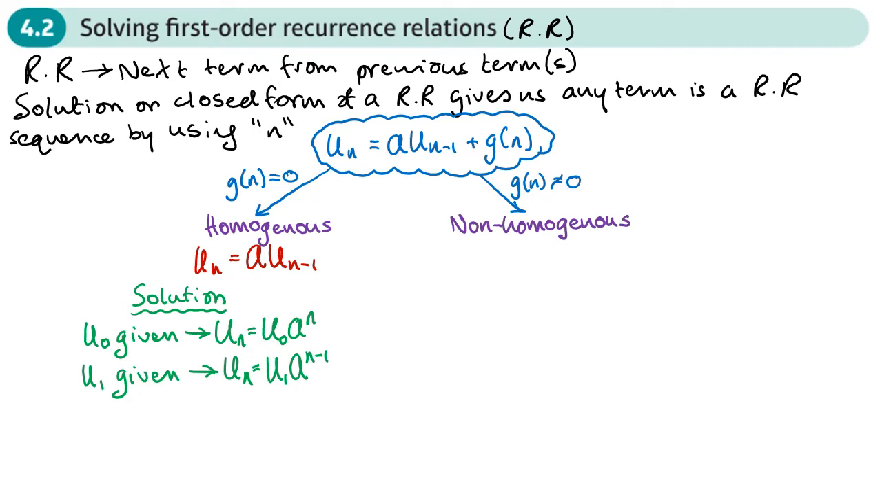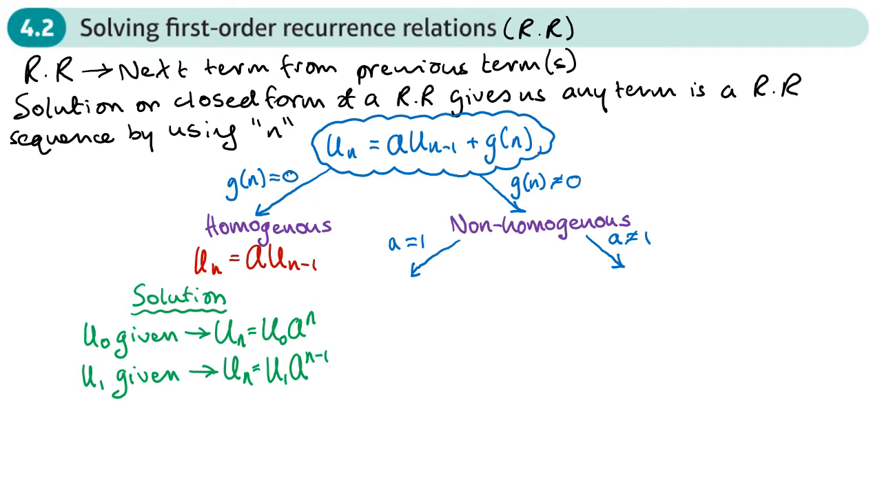Now, these non-homogeneous first order recurrence relations can be split into two types. We can look at types where the value of a here is equal to 1 and where the value of a here is not equal to 1. So we'll just write down here a equal to 1 and a not equal to 1. We've got a slightly different approach for each.